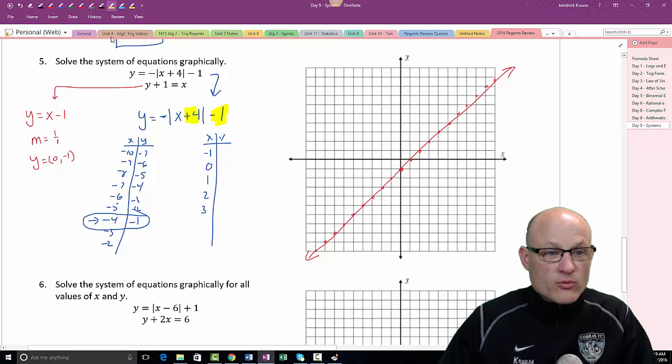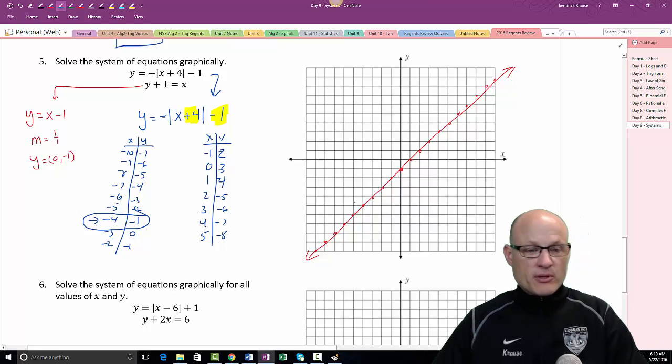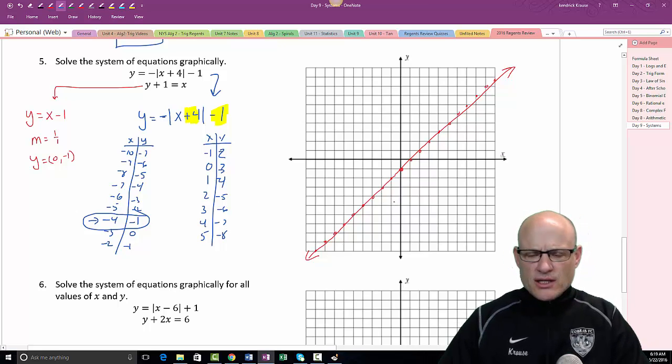Negative 4, negative 1. If you understand that, remember that. 0, 1, 2, 3, 4, 0, negative 1, negative 2, negative 3, negative 4, negative 5, negative 6, negative 7, negative 8. That's probably plenty. So it's negative 4, negative 1. And we're just coming down.